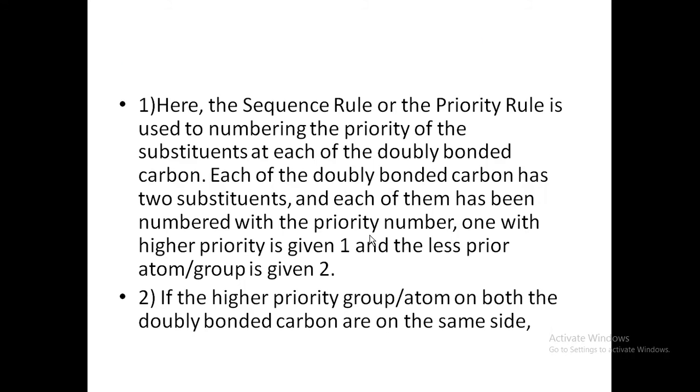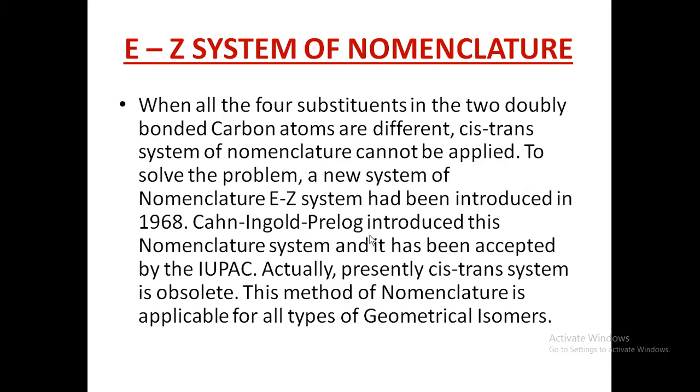So for these types of molecules where all four substituents are different, the cis-trans system is not applicable. So a new method of nomenclature is required, and a new system of nomenclature, that is the EZ system, was introduced in 1968 for naming this type of compounds. Kahn, Ingold and Prelog introduced this nomenclature system, and it has been accepted by the IUPAC. Presently the cis-trans system is obsolete. This EZ method of nomenclature is applicable for all types of geometrical isomers.